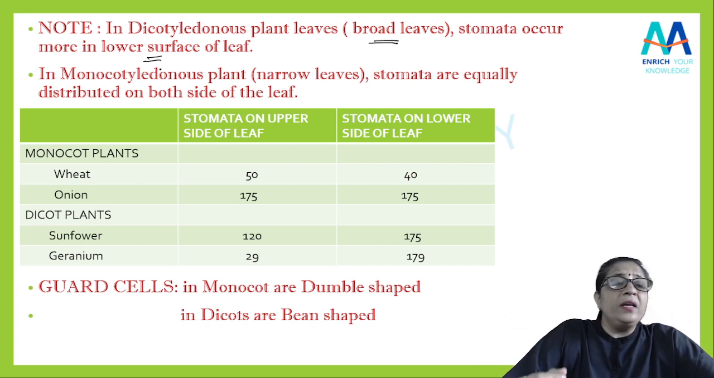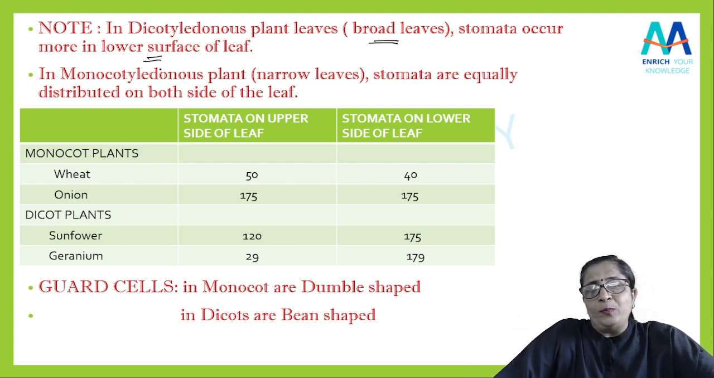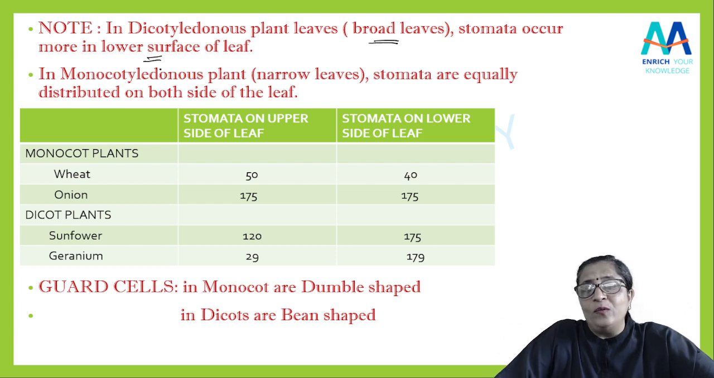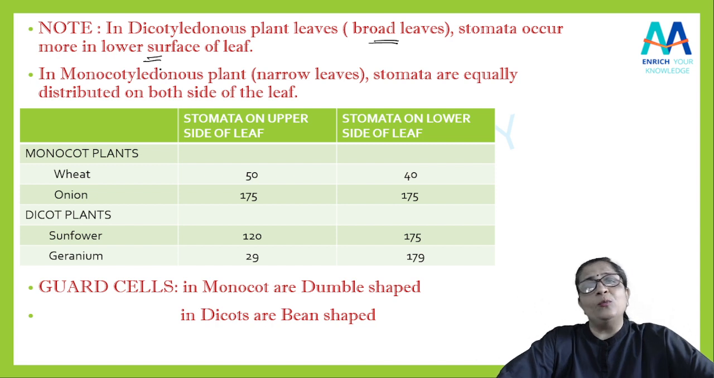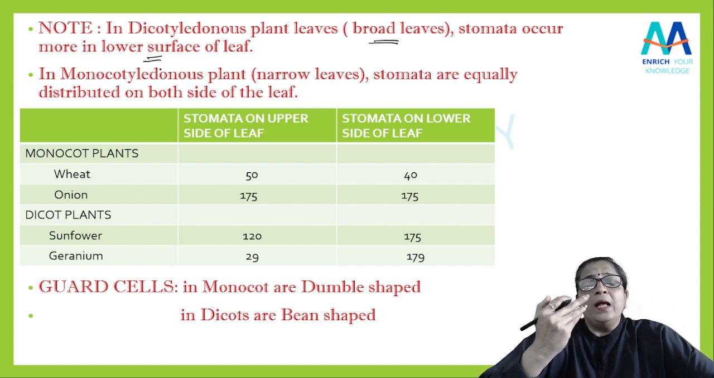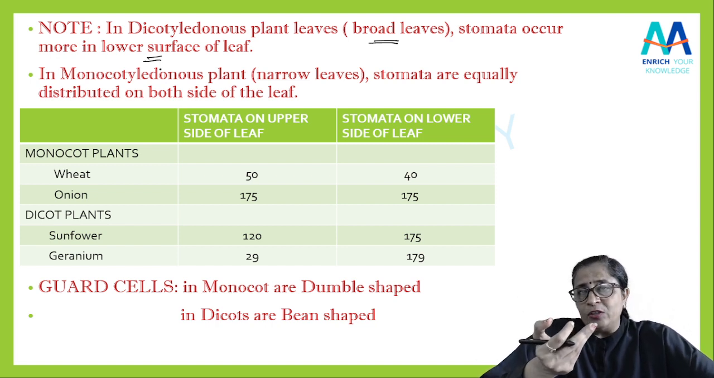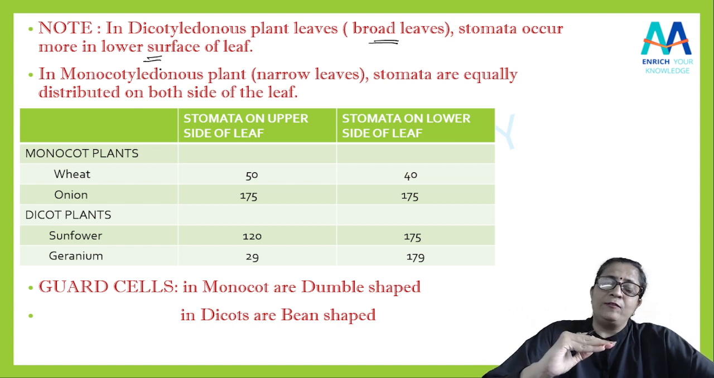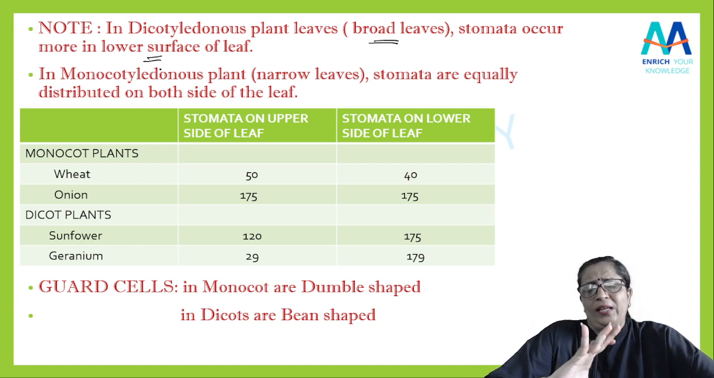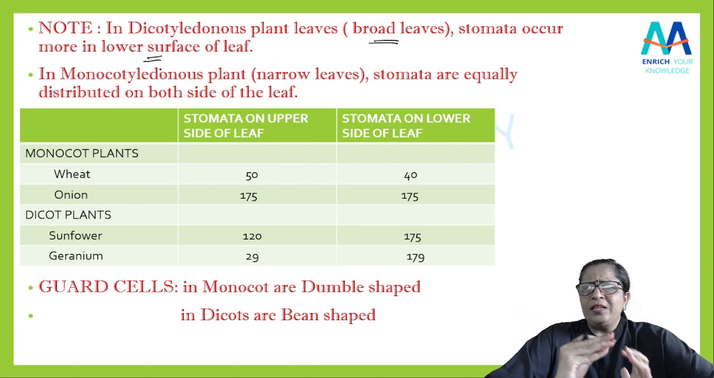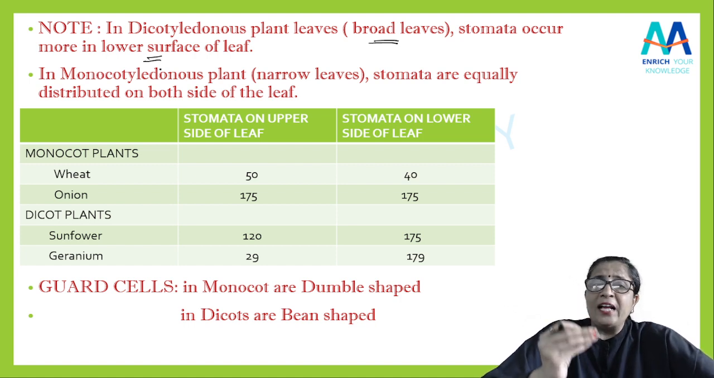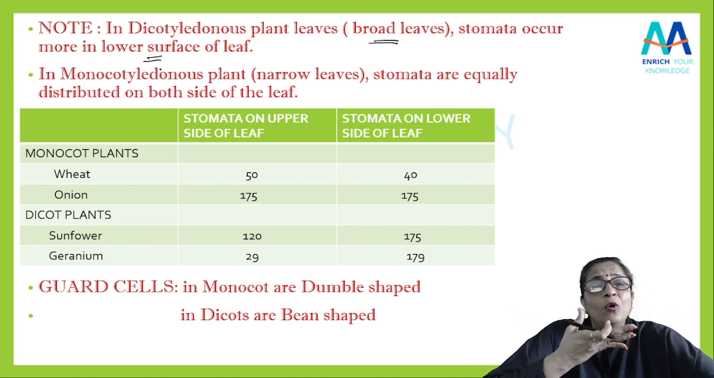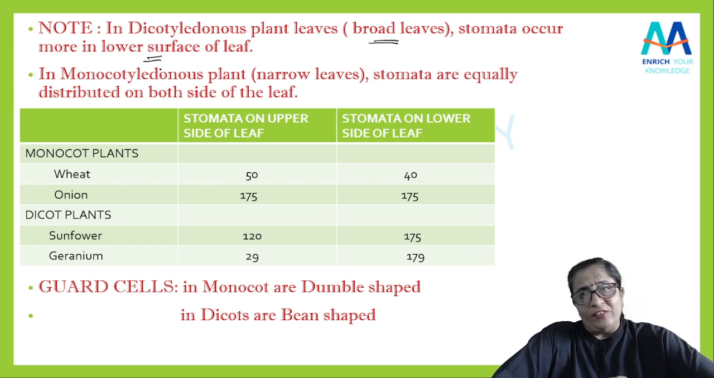Yeah. Similarly, if it is a monocotyledonous plant whose leaves are narrower, the stomata are generally equally distributed on both sides. That means they will be on the upper side of the leaf also, on the lower side of the leaf also. They are nearly equal. तरीके रहते हैं. Yes, very little difference is there in their number. But in a dicotyledonous plant, more will be on the lower surface of the leaf.